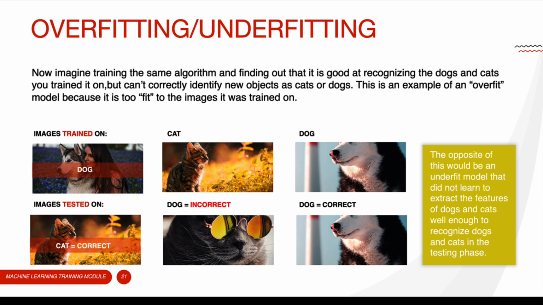Now the opposite of this would be an underfit model that did not learn to extract the features of dogs and cats it was trained on well enough to recognize those exact dogs and cats in the testing phase. As you might imagine, this model, instead of being overly specific to what it was exposed to in the training phase, is actually too general, and its conceptualization of what a cat or dog is a bit too generalized. That's why it ends up missing the cats and dogs it was originally trained on sometimes.